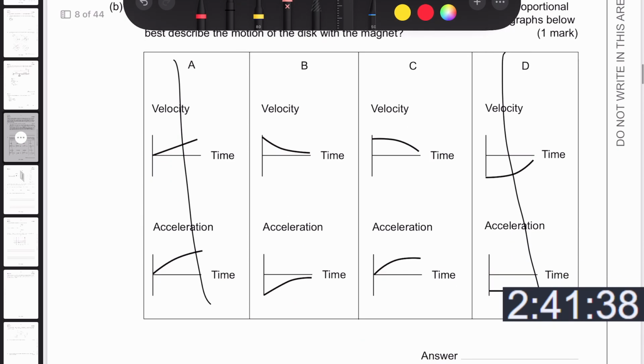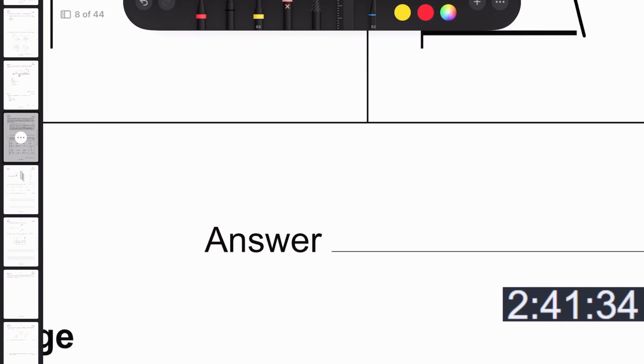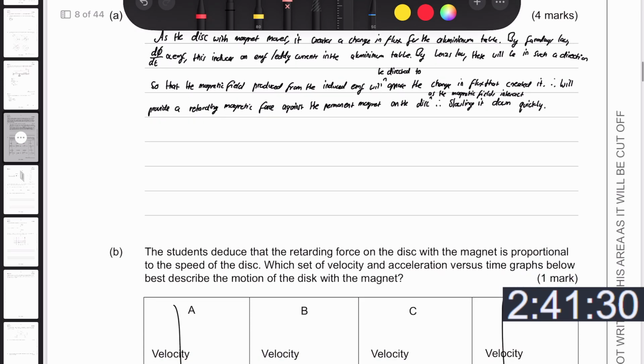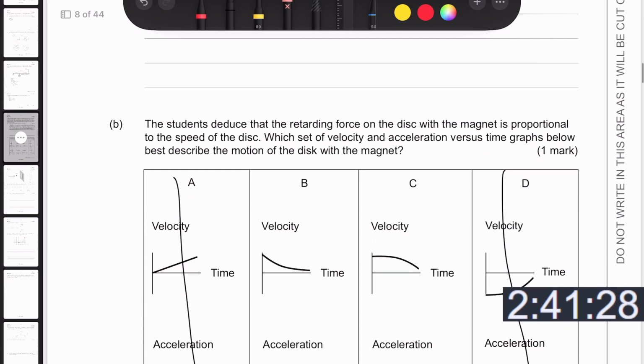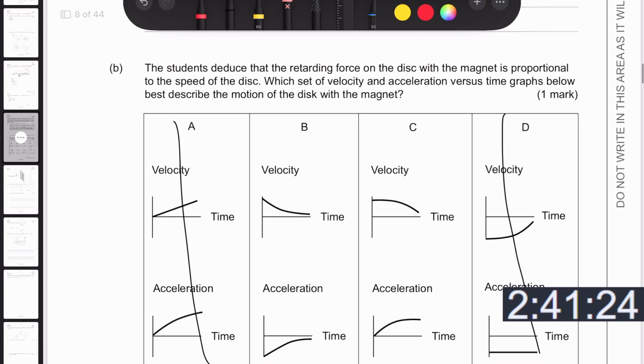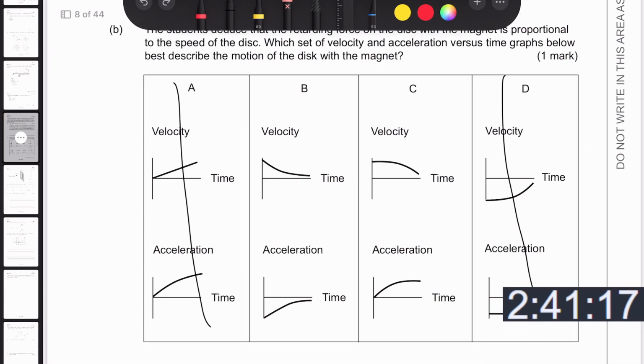Then obviously we want acceleration to be negative. So it's probably B, because the retarding force is proportional to the speed of the disk. So yeah, here velocity is like the lowest, but then acceleration here is the highest, which doesn't make sense. So yeah, it's definitely B.